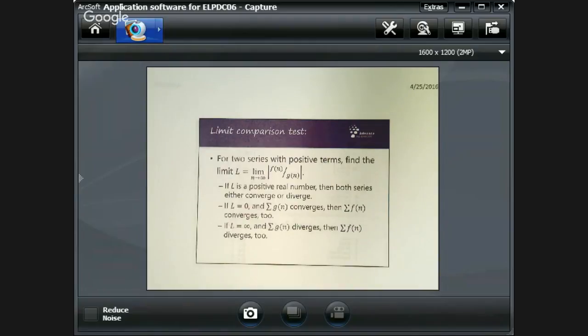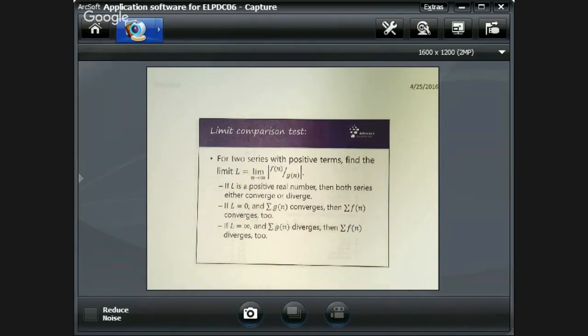So if I pick the series with nth term f of n, and I'm trying to test a series with nth term g of n, if the limit as n approaches infinity of the ratio of those two functions is a positive number, then if I knew the first one converged, now the second one converges. If I knew the first one diverged, now the second one diverges. If the limit is 0 and the bottom one converges, then the top one converges too. And if the limit is infinity and the bottom one diverges, then f of n diverges too. So I'm going to use the denominator to put the series that I know or can easily find, and then put the one that I'm testing as f of n.